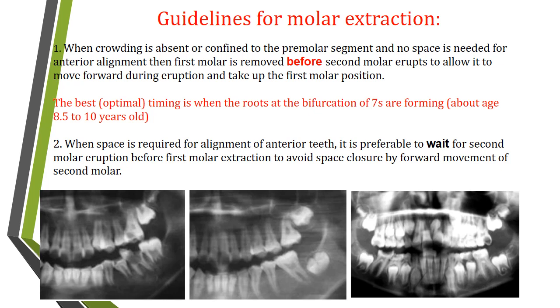When crowding is absent or confined to the premolar region, meaning it's limited to the premolar segments, and no space will be needed for the anterior alignment, it is preferable to extract the first molar before the second molar erupts, to allow the second molar to drift forward during eruption and take up the place of the first permanent molar. The optimal time for doing this is when the bifurcation area of the root is reached during the development of the 7, which is between the ages of 8.5 and 10 years old.